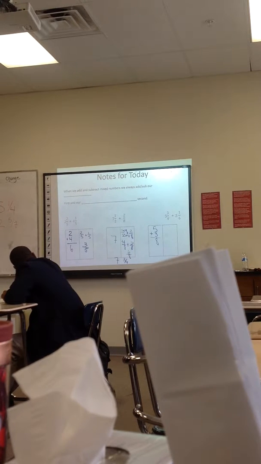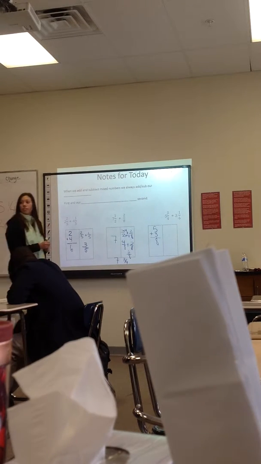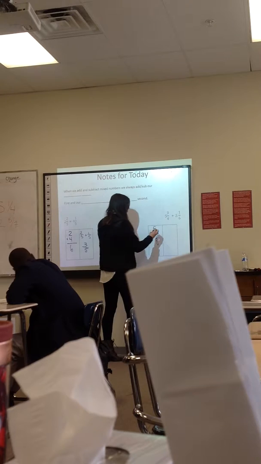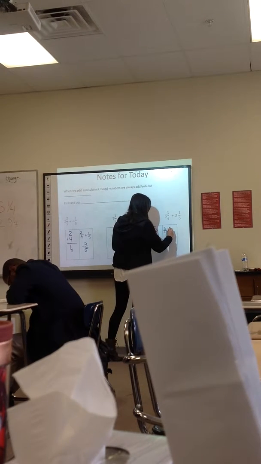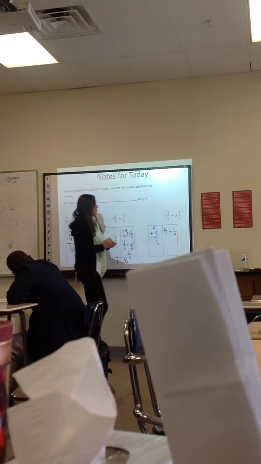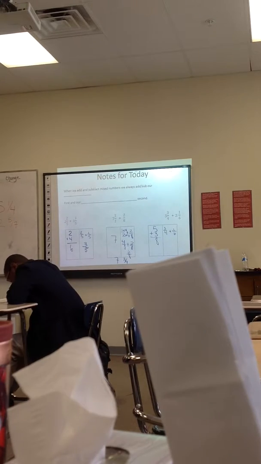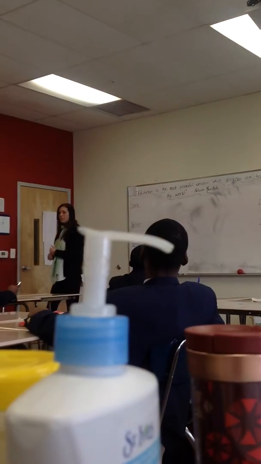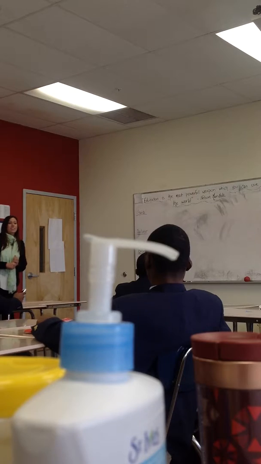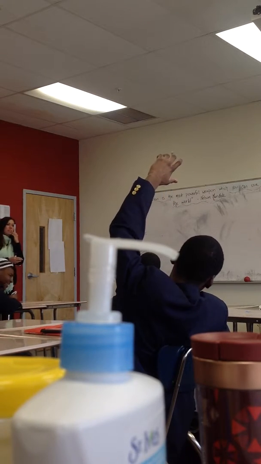Jamal, what are my 2 fractions? 3/4 and 1/6. Thank you. Can I add them the way that they are? No, because they have unlike denominators. Thank you. So, how do I make them have a common denominator?